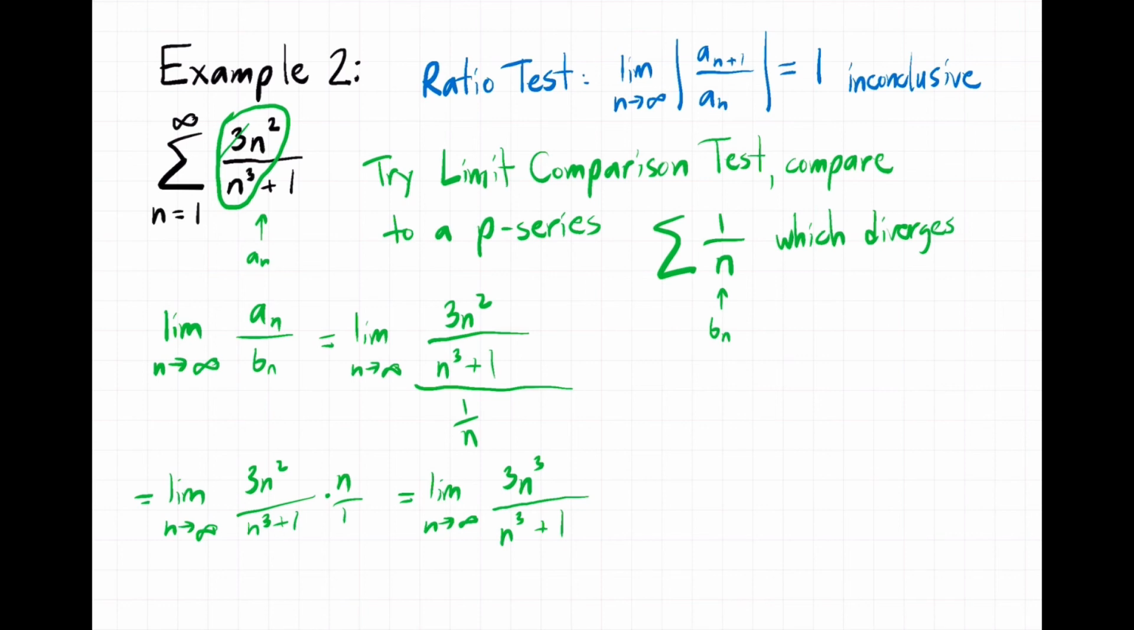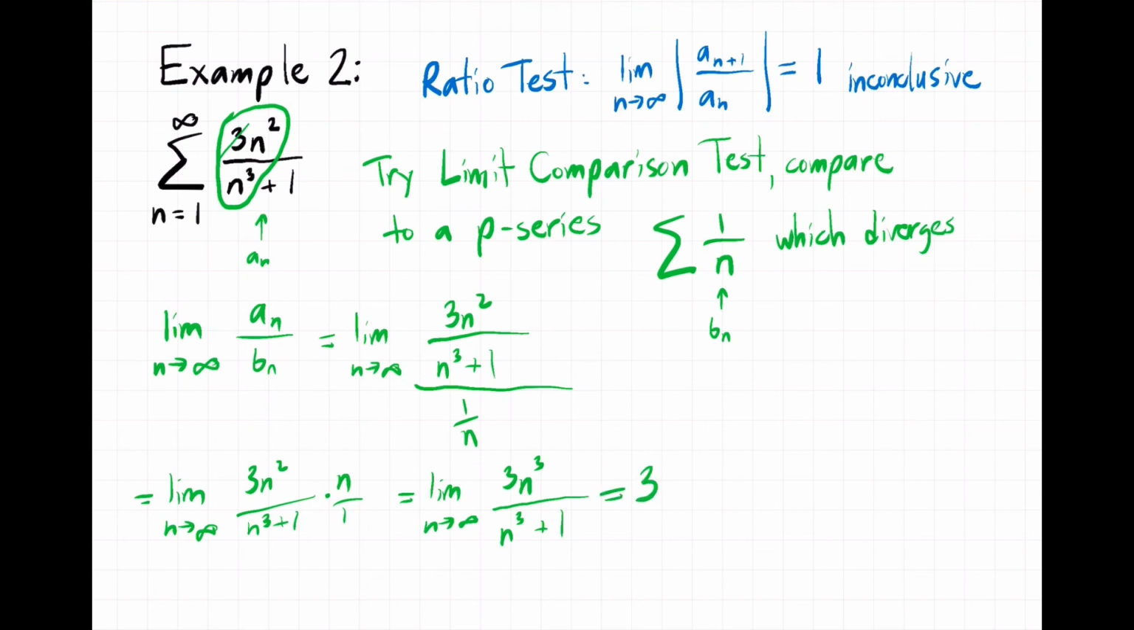Now, we could have chosen to compare to a different series, but the only one that's actually going to be useful to us is the one where the degree on the top and bottom end up the same, because dividing by 1 over n is equivalent to multiplying the top by n, and we end up with n cubed over n cubed. So this limit is going to end up being 3.